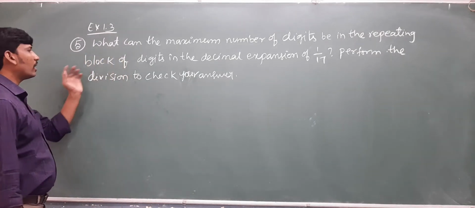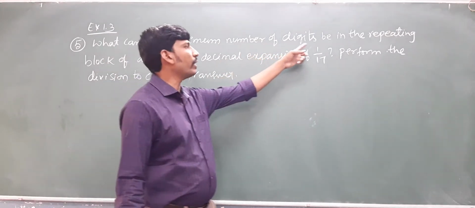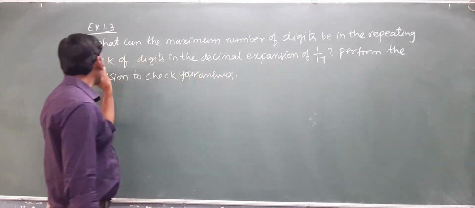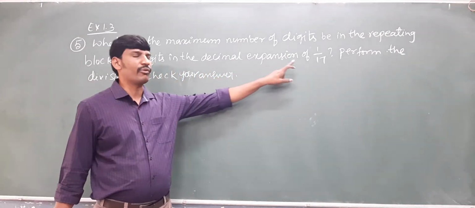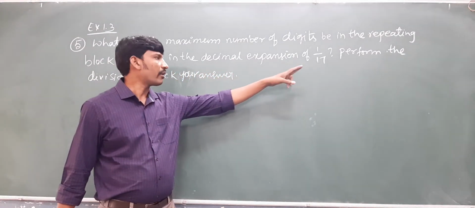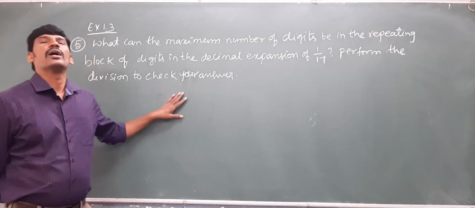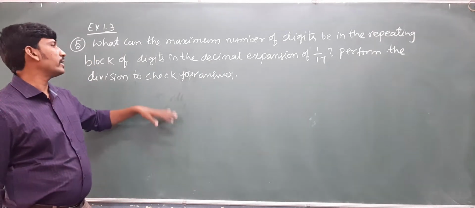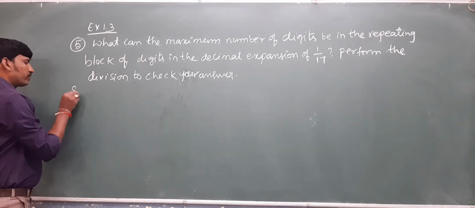See this here. What can the maximum number of digits be in the repeating block of digits in the decimal expansion of 1 by 17? Perform the division to check your answer. We need to do the long division method. How many digits are repeated in this block? Clear? Now see this one.